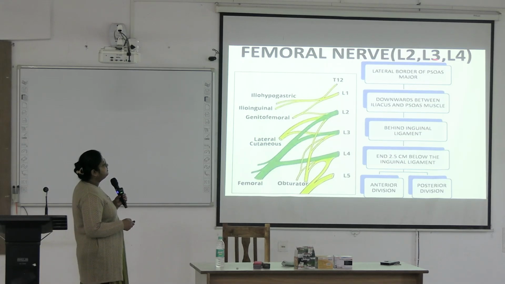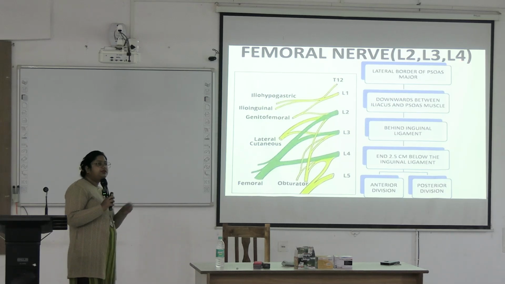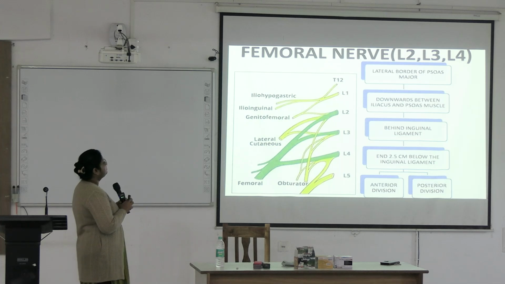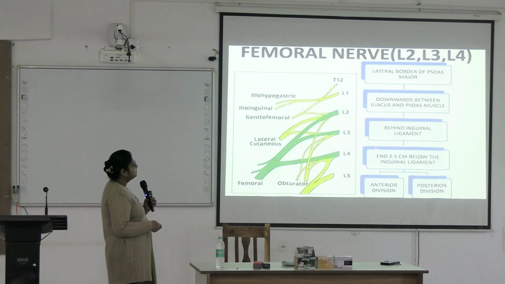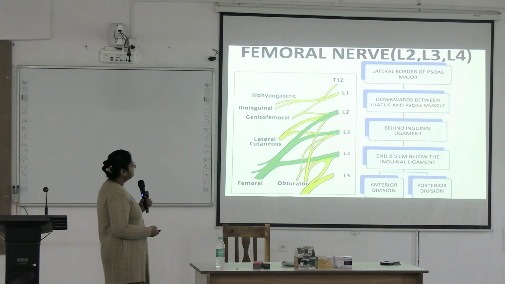Here also the root value is L2, L3 and L4. For the obturator nerve, the roots are coming from the anterior division. For the femoral nerve, it is coming from the dorsal division. It comes out from the lateral border of the psoas major and passes downward between the iliacus and psoas major, to the femoral triangle. Next, it lies behind the inguinal ligament and ends 2.5 centimeter below the inguinal ligament by dividing into two branches, anterior and posterior division.